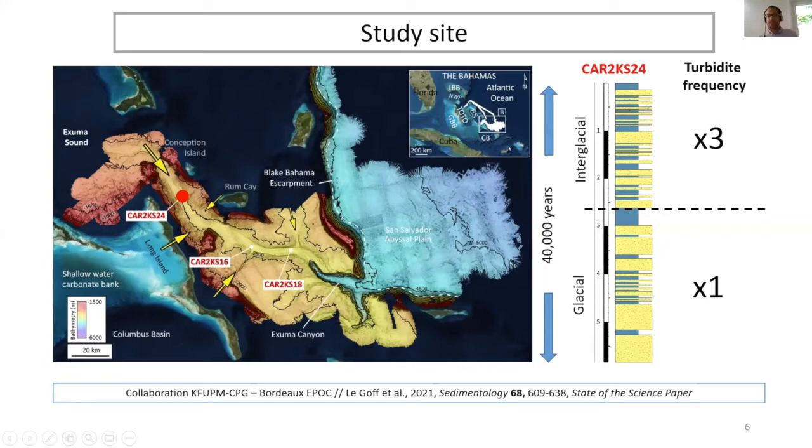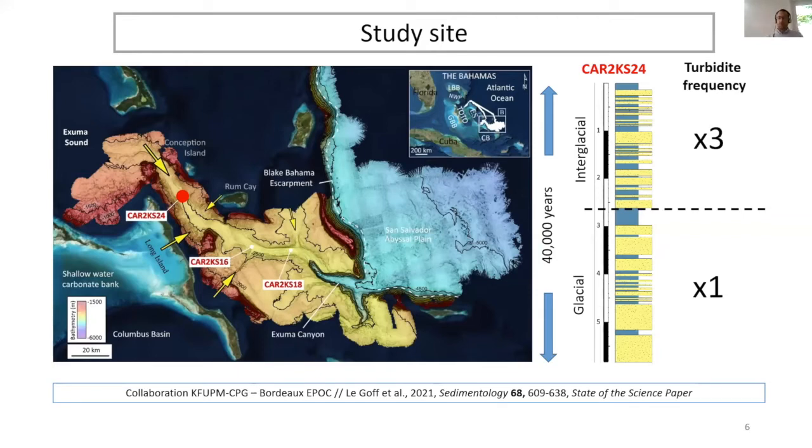So during the mission organized by Bordeaux Epoch, we retrieved a certain number of cores within this valley. And this is an example of a core. This is KS24, situated in the proximal part of Exuma Valley. That's 40,000 years of sediment record. And as you can see, there are 32 turbidites on this sediment core, interbedded with pelagic horizons in blue. We have 3 times more turbidites during interglacials than during the glacial period.